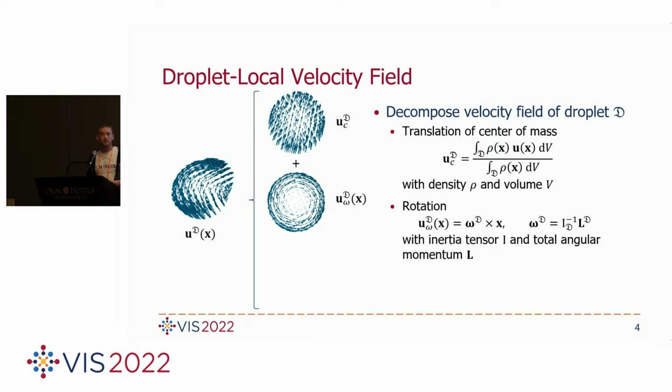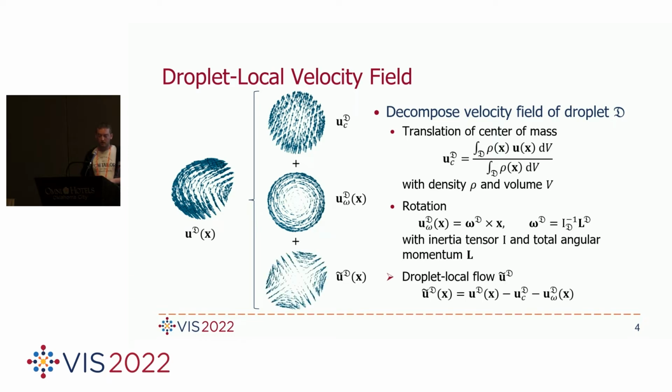And here we have the velocity at a point is dependent on its position as it moves or rotates around the axis of rotation. And what we get if we decompose it like that is we get our droplet local flow field just by subtracting the translational and the rotational velocity field from the original one.